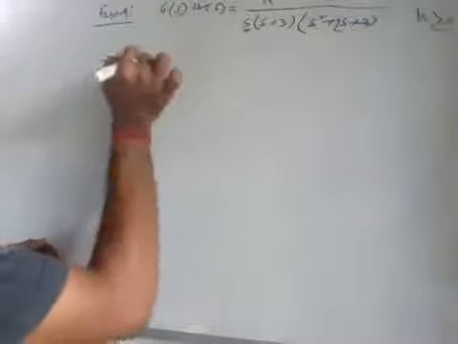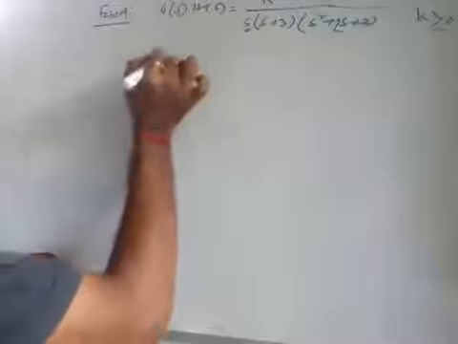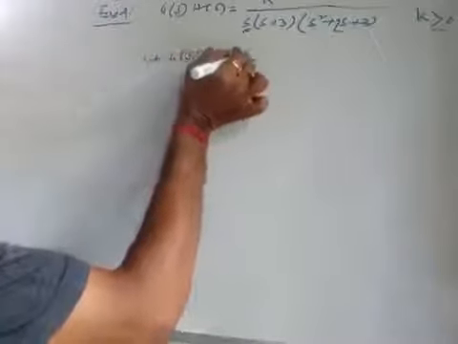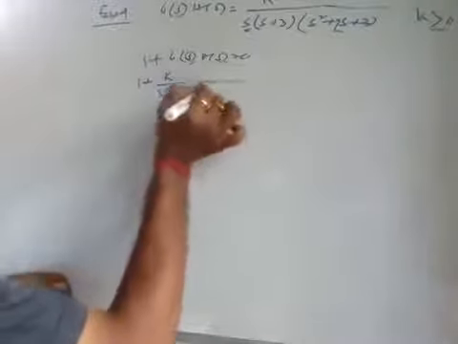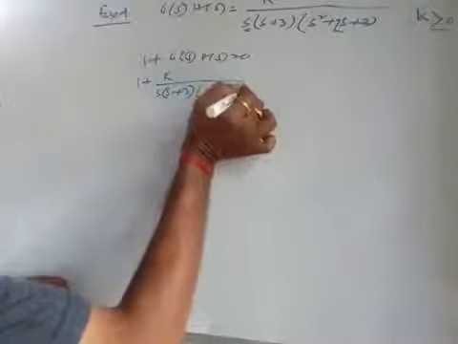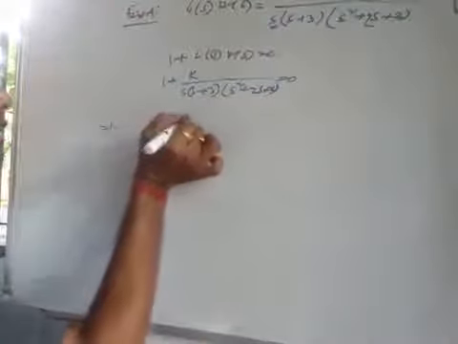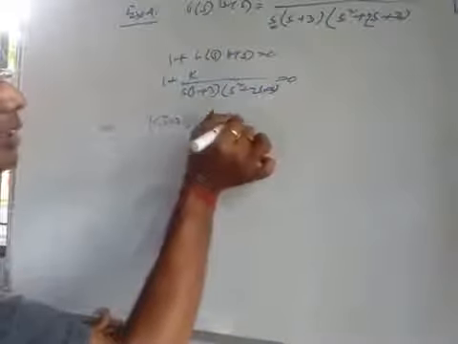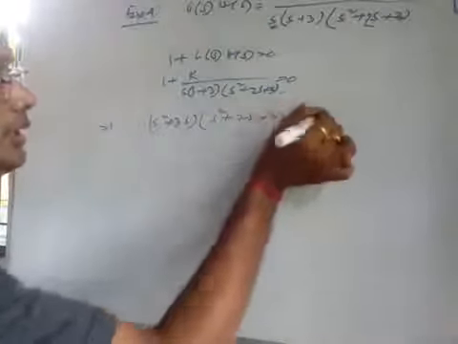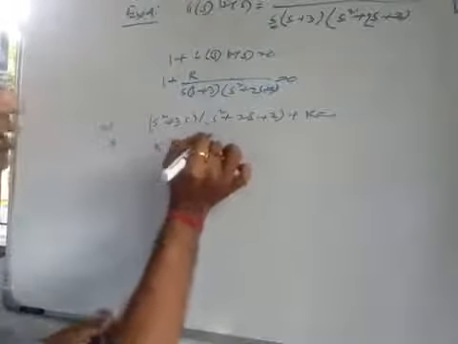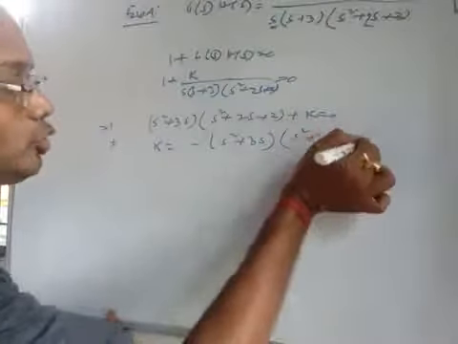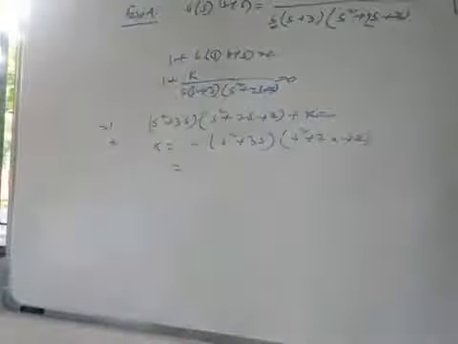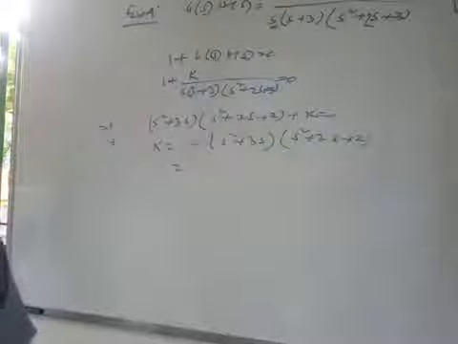So we will have 1 plus G(s)H(s) equal to 0. That means 1 plus K over s into (s plus 3) into (s square plus 2s plus 2) equal to 0. That gives you s square plus 3s into (s square plus 2s plus 2) plus K equal to 0. That means K is equal to minus of (s square plus 3s) into (s square plus 2s plus 2). Okay, so this is your K. What is the value of K then?